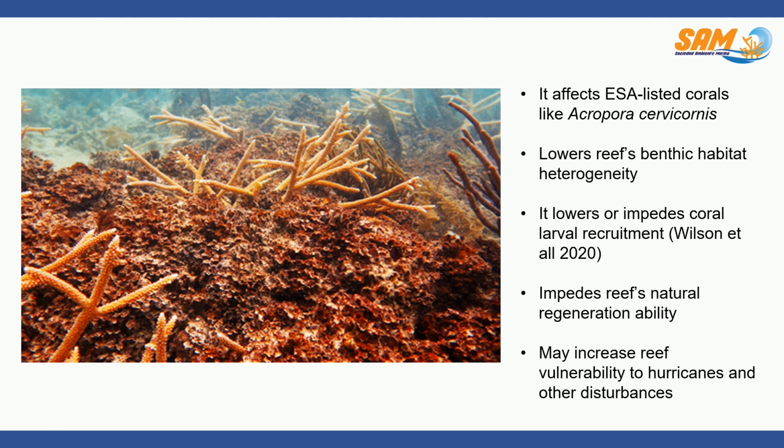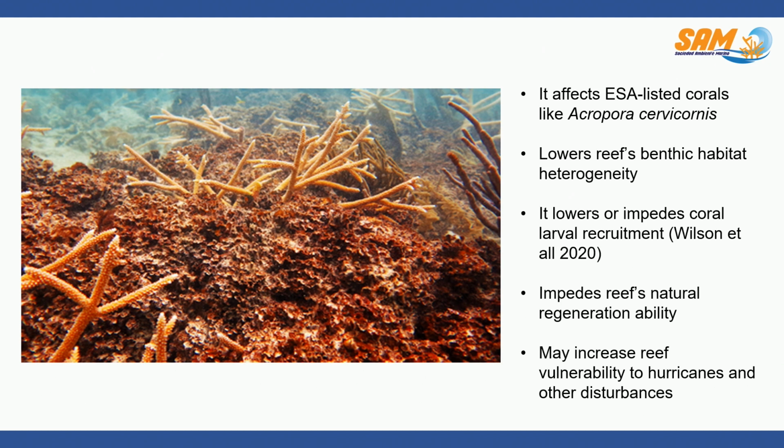Okay. This algae seems to be affecting corals like Acropora cervicornis, which is our main target of restoration efforts. So this is very important to know how this behavior is working. It can lower reef benthic habitat heterogeneity, and it lowers or impedes coral larva recruitment, as was recently studied by. We think that this paper says that it doesn't have, or it has very little of, the microbiota that lives in the pack algae that helps corals settle on them, right?